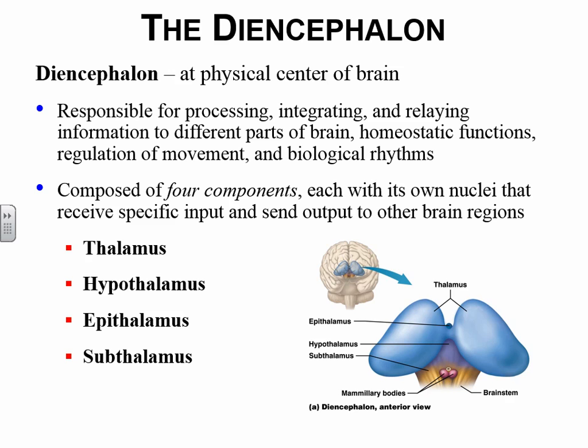This is where we process and integrate and relay information to other parts of the brain. It's where we maintain all of our homeostasis, blood pressure and body temperature, and go to sleep and wake up and be hungry and be thirsty. It's where we can regulate biological rhythms, your circadian rhythm, your ability to sleep and wake cycles, all controlled by this deep center of the brain referred to as the diencephalon.